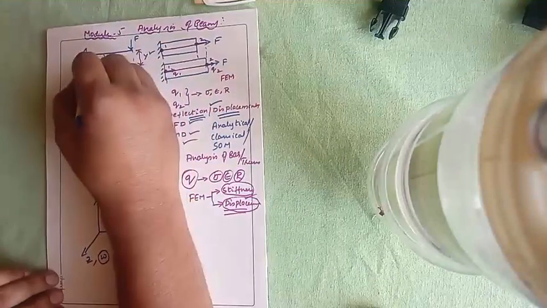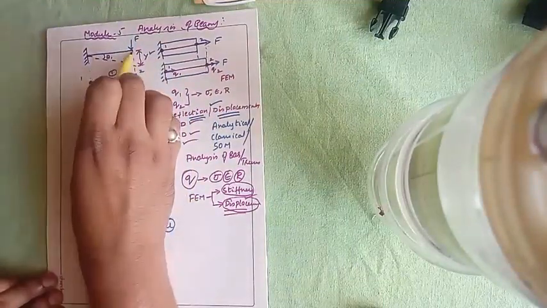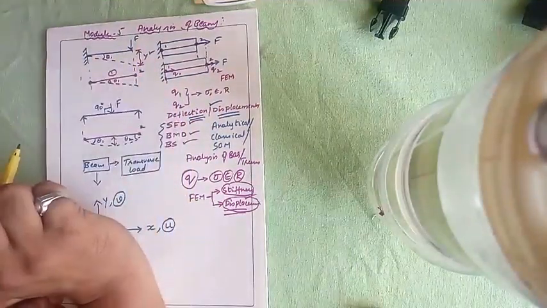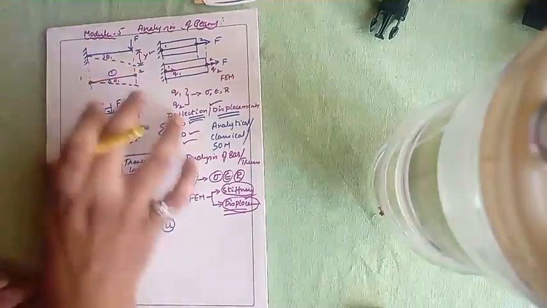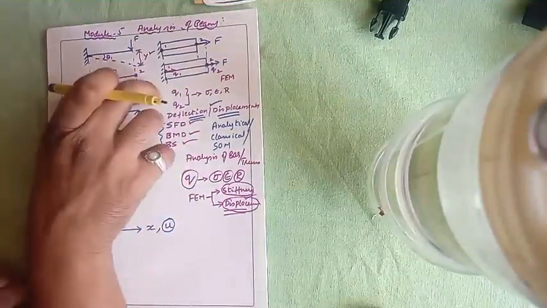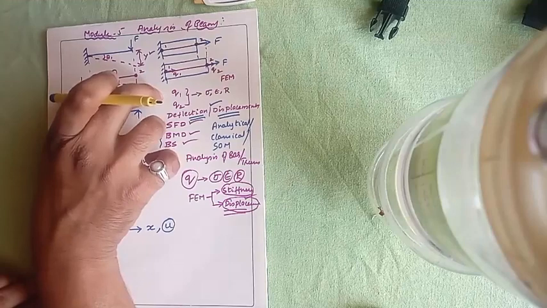Now look at this figure. There is a cantilever beam. One end is completely fixed and the free end is subjected to force F. This is very much important because when you want to solve the problems, the type of displacement plays a major role.